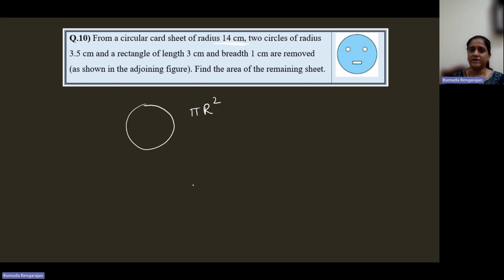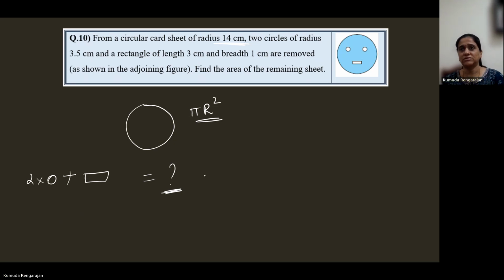Find that area, have that. Then find the area of this circle. Multiply by 2, so you'll get the area of two circles. Then find the area of the rectangle, L into B. And add these two answers. You'll get one answer, no? Now this answer minus this answer will be the area of the remaining sheet. Correct?